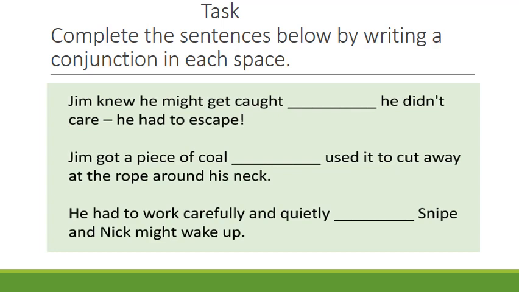Jim got a piece of coal, something, used it to cut away at the rope around his neck. He had to work carefully and quietly, something, Snipe and Nick might wake up. It's a very short task. You just have to fill in the correct connective so that you can get the right answer.